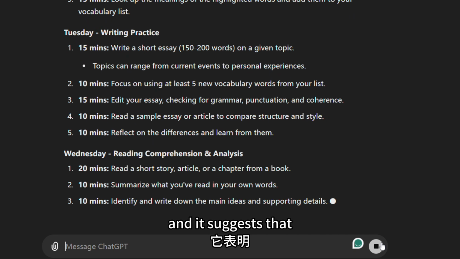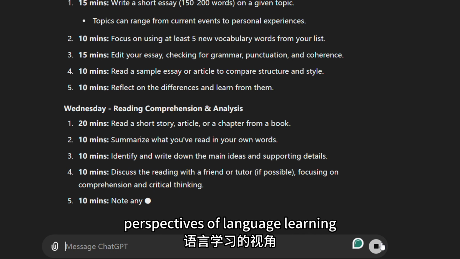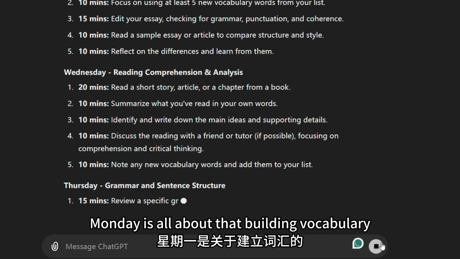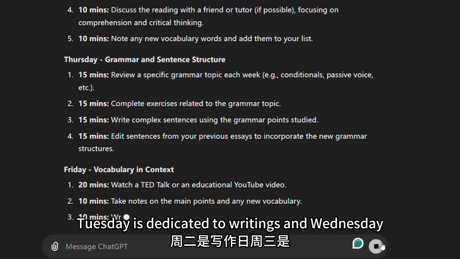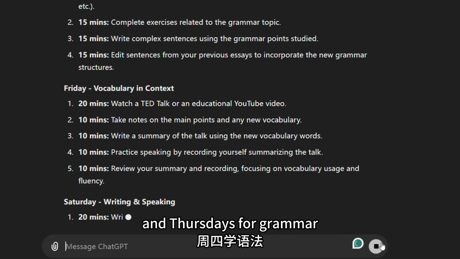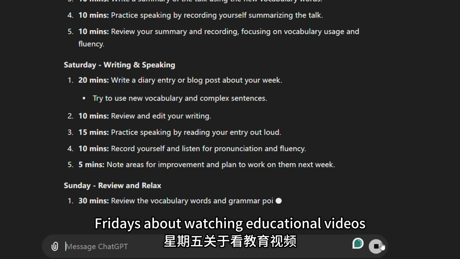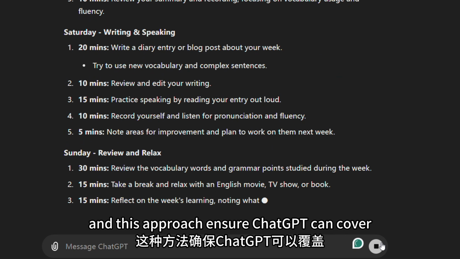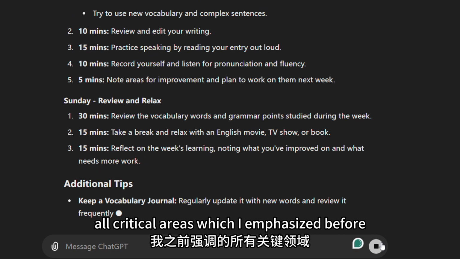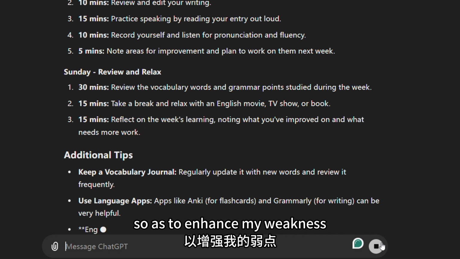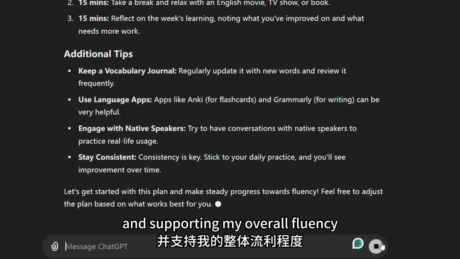It suggested that each week I will focus on different aspects of language learning. For instance, Monday is all about building vocabulary, Tuesday is dedicated to writing, Wednesday involves reading, Thursday is for grammar, and Friday is about watching educational videos. This approach ensures ChatGPT can cover all critical areas which I emphasized before, so as to enhance my weaknesses, like writing and vocabulary, and support my overall fluency.